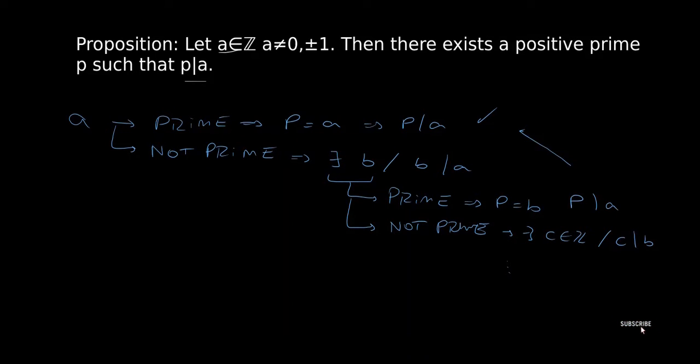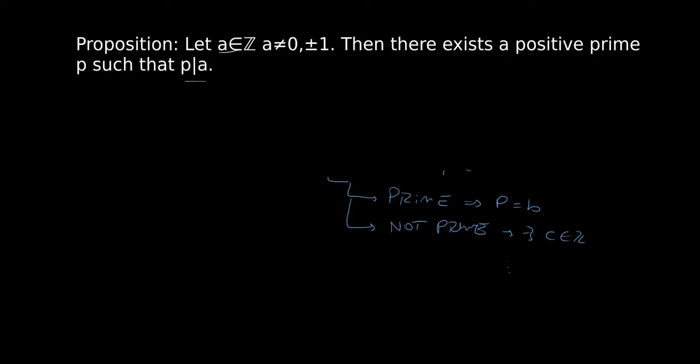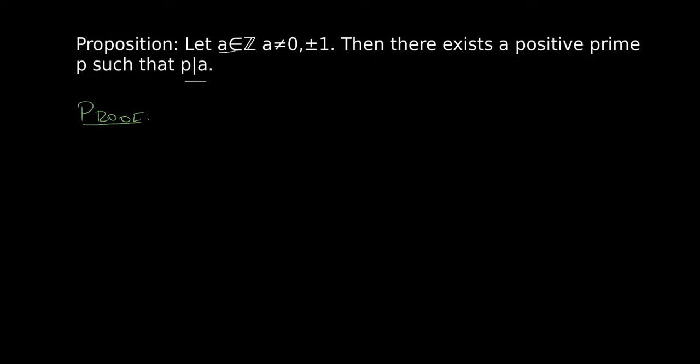So it's clear once we've done this intuitive idea that we have to prove this proposition by induction. So let's go ahead and do that. Clearly it's enough to prove this proposition for any a positive greater than or equal to 2. And we're going to prove this by induction. So our assertion is going to be P(a). And P(a) is going to say that there exists p prime such that p divides a.